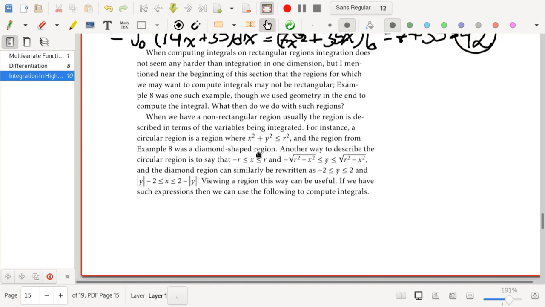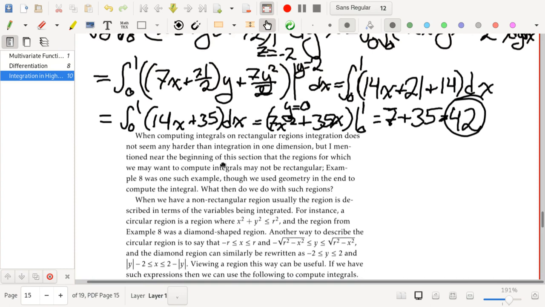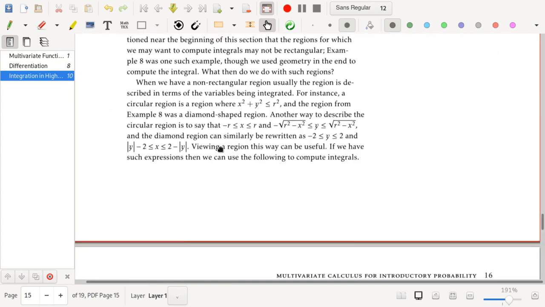When computing integrals in rectangular regions, integration does not seem all that much harder than integration in one dimension, honestly. But when you're working with non-rectangular regions, like all of my motivation up to this point, when I actually explained the theory behind how you do this integration, I never actually required that the region we integrated be rectangular. And in fact, I mentioned specifically that one of the big differences between the multivariate and the univariate case is that we have non-rectangular regions, and we need to be able to integrate over those. So what are we going to do?